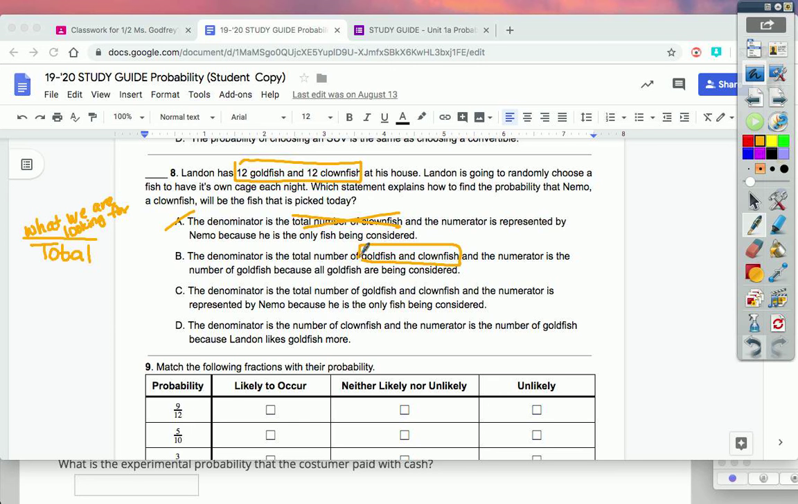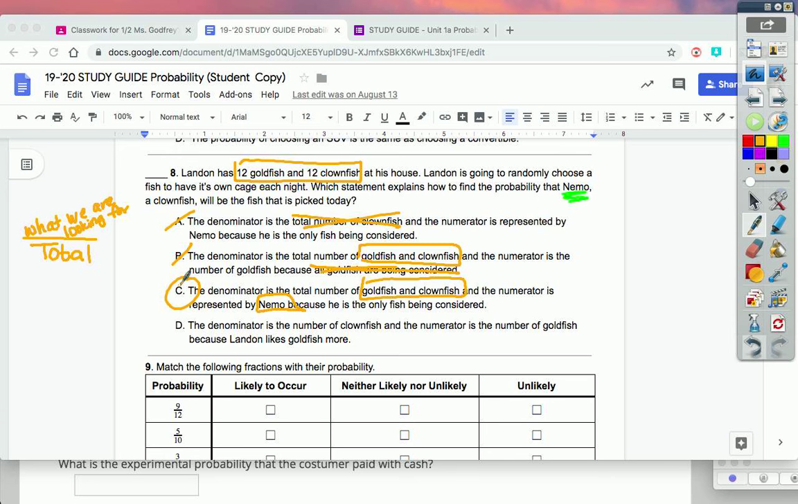So the denominator is the total number of goldfish and clownfish. That part is correct. And the numerator is the goldfish because all fish are being considered. Well, in our question, it actually says the probability of getting Nemo. So Nemo is the fish that's being considered. This is why this part is incorrect. The denominator is the total number of goldfish and clownfish. That part is correct. And the numerator is represented by Nemo because he is the only fish being considered. That is correct.